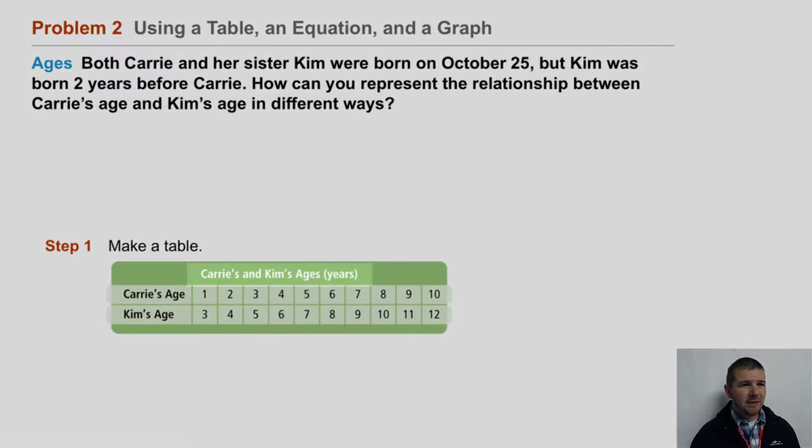We have Carrie's and Kim's ages in years as a title. The first row represents Carrie's ages, and we can input age 1, 2, 3, 4, all the way up through age 10. And then below that would be Kim's age in row 2. Well, when Carrie was 1 year old, Kim was already 3 years old, having been born 2 years before Carrie, and so we put a 3 there for Kim's age, corresponding with Carrie's age of 1. Next, when Carrie was 2, Kim was 4, so we put a 4 next to the 3, and so on, continuing the row representing Kim's age.